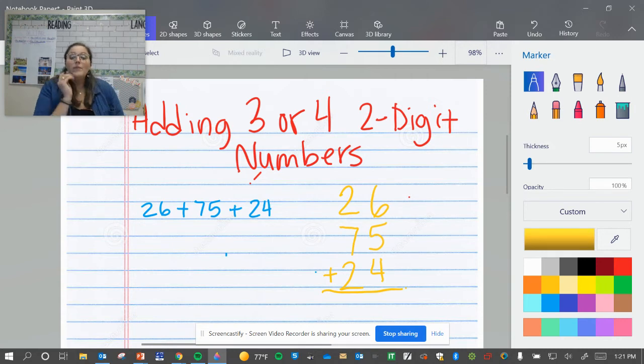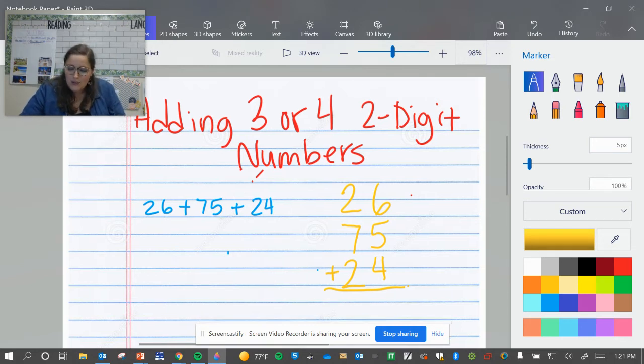Now, if you remember, we talked about the commutative property, right? The commutative property says that it doesn't matter the order that you add numbers. That only applies to addition and then later to multiplication, but it does not apply to subtraction. So you cannot subtract 3 numbers at a time. You can only subtract 2 numbers. Just make sure you get that burned into your brain, okay?